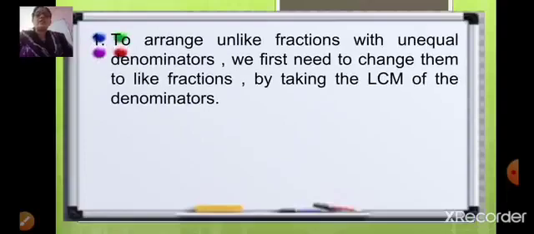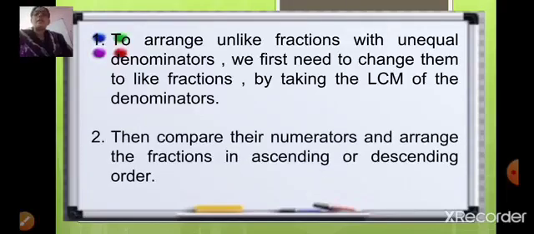Now, you all know how to arrange numbers in ascending and descending order. The steps are the same, and the first thing you have to remember is that to arrange unlike fractions with unequal denominators, we first need to change them to like fractions. And how do we change it? By taking the LCM of the denominators. After you take the LCM of the denominators, you make them into like fractions, then compare the numerators and arrange them in ascending or descending order.